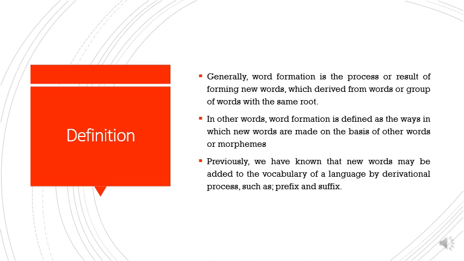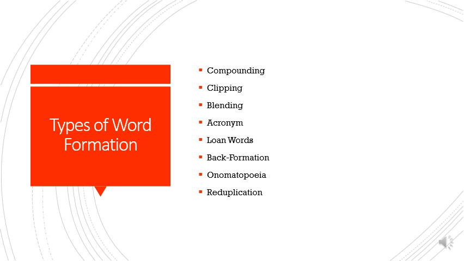There are of course numerous kinds of word formation processes. In this video I have selected a few important types of word formation. We will see to it. Types of word formation process: we are going to see about compounding, clipping, blending, acronyms, loan words, backformation, and onomatopoeia.